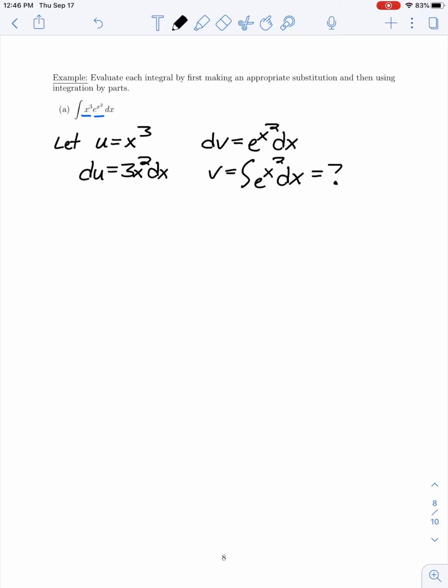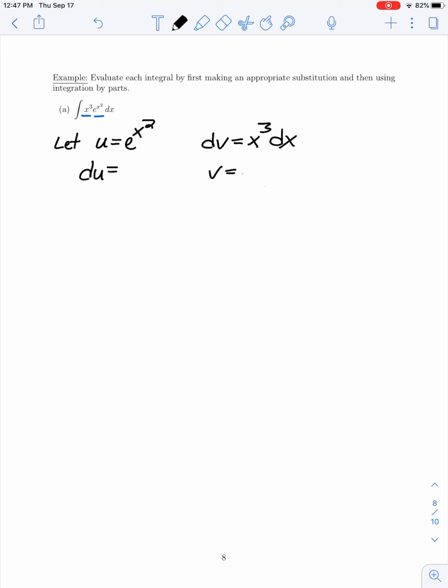To try to evaluate that integral, we could try a substitution. However, this integral cannot be evaluated analytically. Now we could try reversing what we call u and v. So let's say that we reverse our choice and we let u be the e to the x squared term, so that dv is x cubed dx.